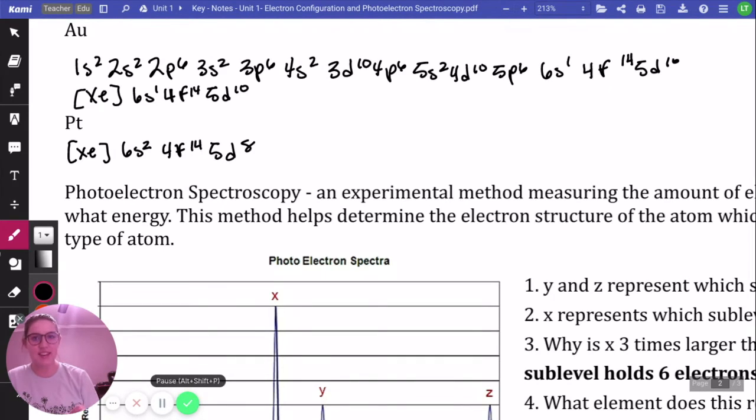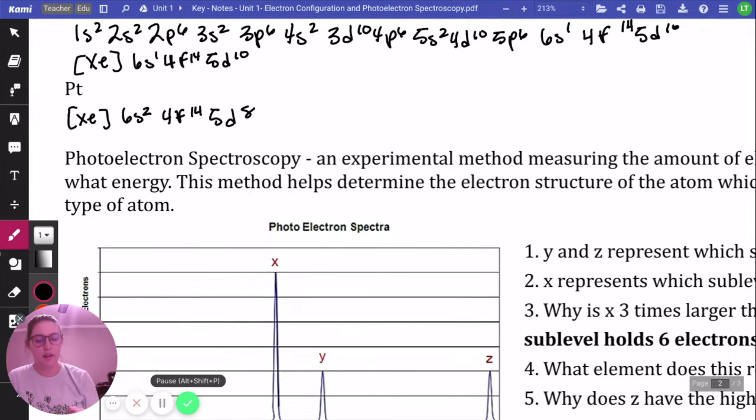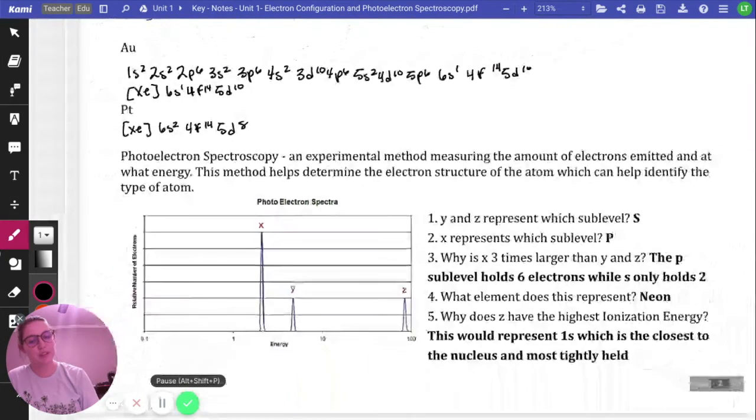So it's Xe, our last noble gas, 6s1, 4f14, 5d10. Remember, this is one where an electron moves from the s orbital into the d, so that we have a full d sublevel and lose that one there. And then for platinum, our last noble gas is xenon, 6s2, 4f14, 5d8. All right, hopefully you guys got those.